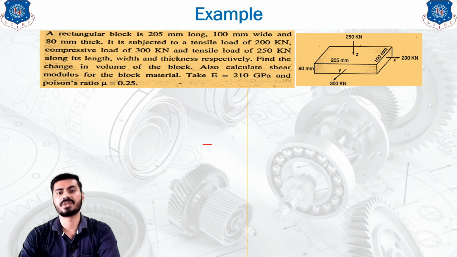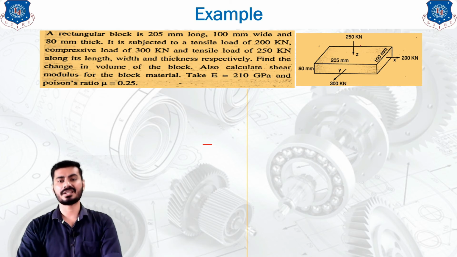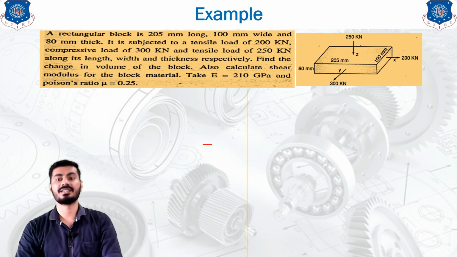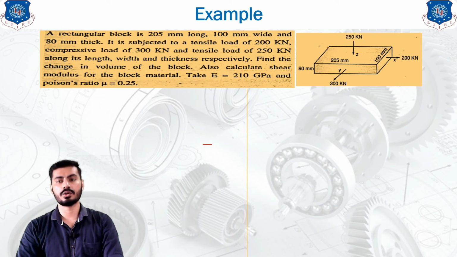Now it is subjected to a tensile load of 200 kilonewton, a compressive load of 300 kilonewton, and a tensile load of 250 kilonewton along its length, width and thickness respectively. So what was its length? Its length was 205 mm. This length is along the horizontal direction, so in the horizontal direction we will represent 200 kilonewton.